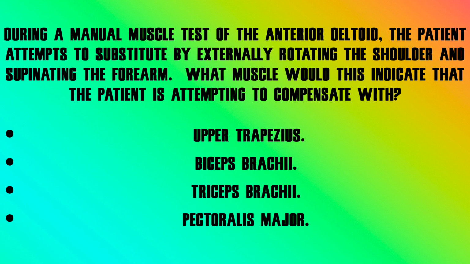During a manual muscle test of the anterior deltoid, the patient attempts to substitute by externally rotating the shoulder and supinating the forearm. What muscle would this indicate that the patient is attempting to compensate with? The answer is biceps brachii.